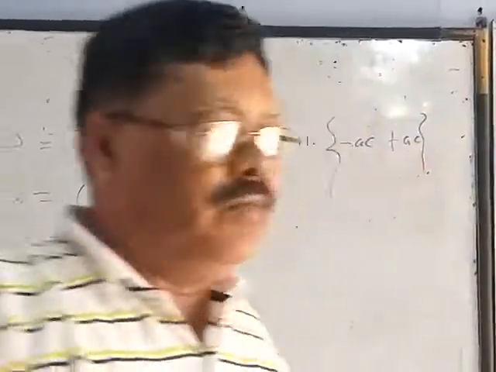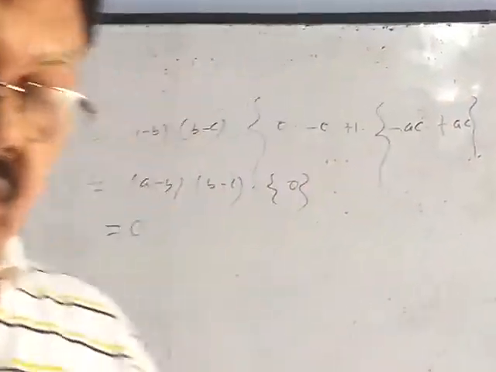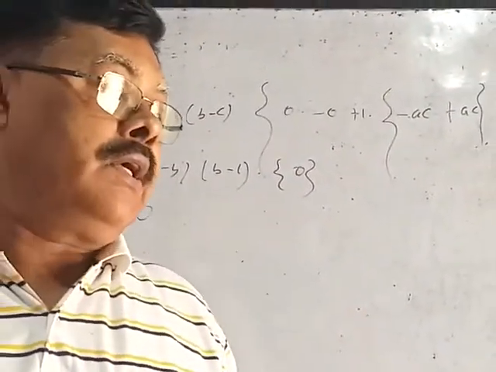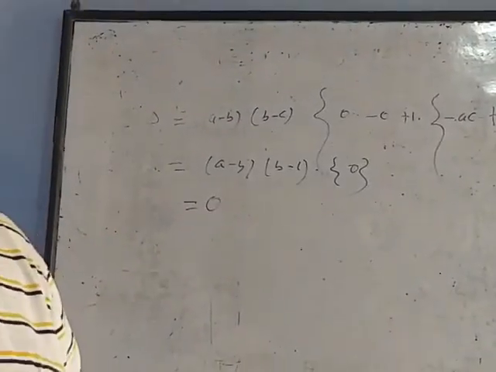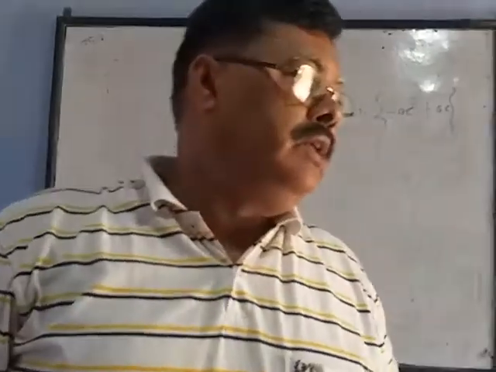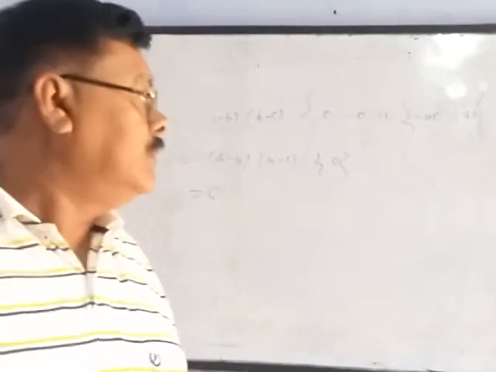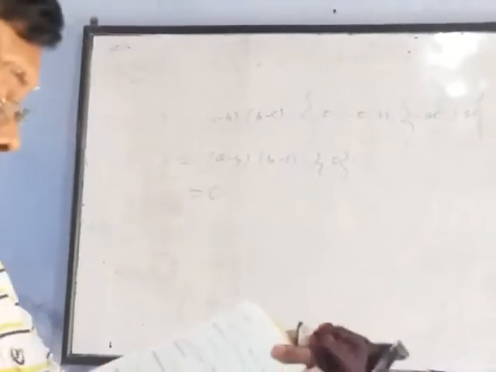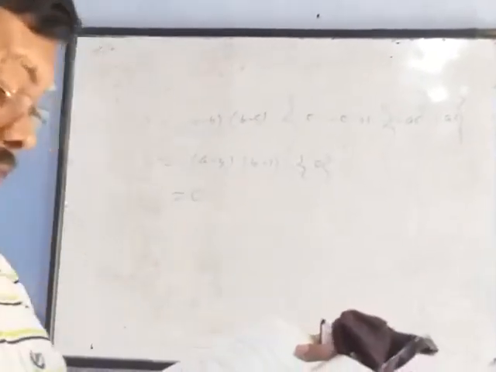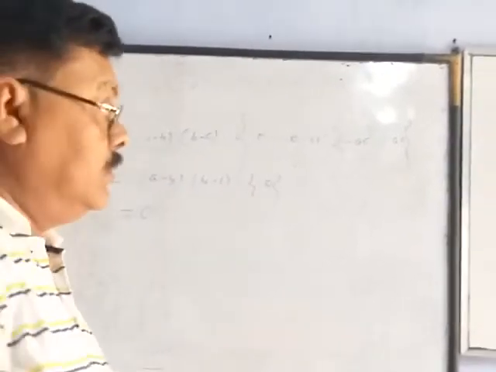If any determinant in any row or column contains 1, then it is easy to solve the problem of determinant. Now next question, students, I am going to discuss the fifth question.